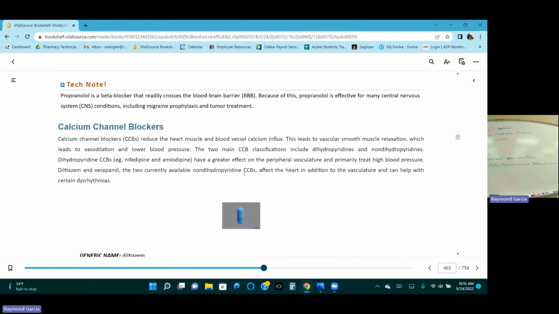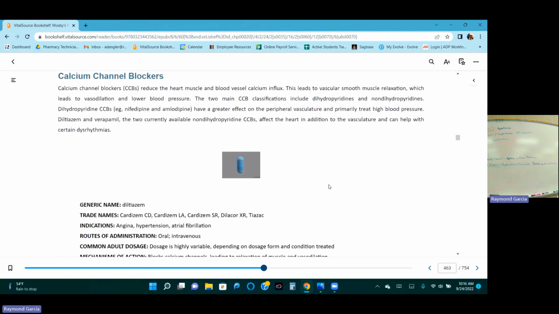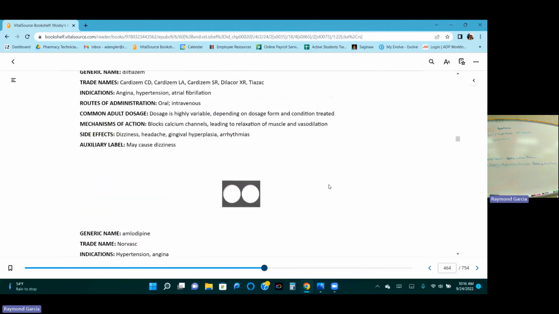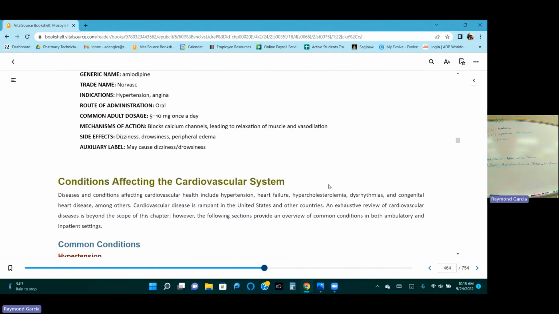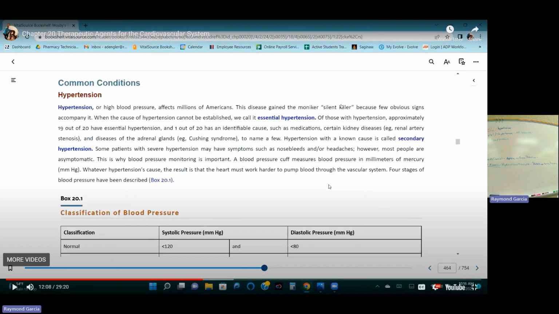Calcium channel blockers reduce the heart muscle and blood vessel calcium influx. This leads to vascular smooth muscle relaxation, which leads to vasodilation and lower blood pressure. The two main CCB classifications include dihydropyridines and non-dihydropyridines. Some examples: Norvasc, Cardizem. And again, there's no really set suffix for calcium channel blockers. You just kind of have to know those.